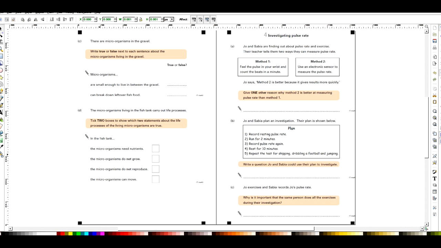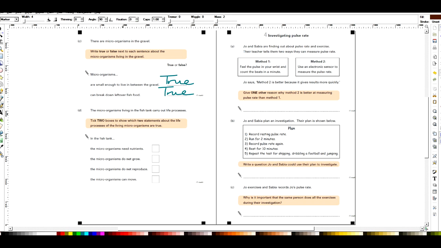Write true or false next to each sentence about the microorganisms living in the gravel. So the microorganisms are small enough to live between the gravel. Is that true or false? Okay, true. The microorganisms can break down leftover fish food. True. That's what microorganisms are excellent at. They're breaking down food and stuff.